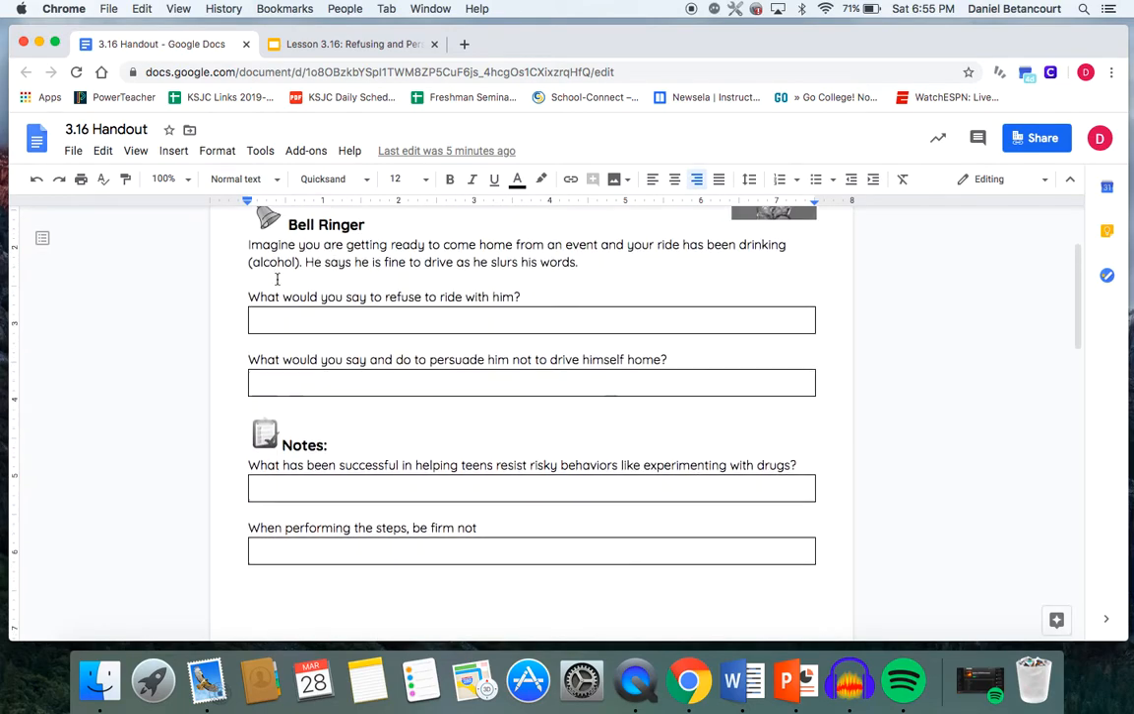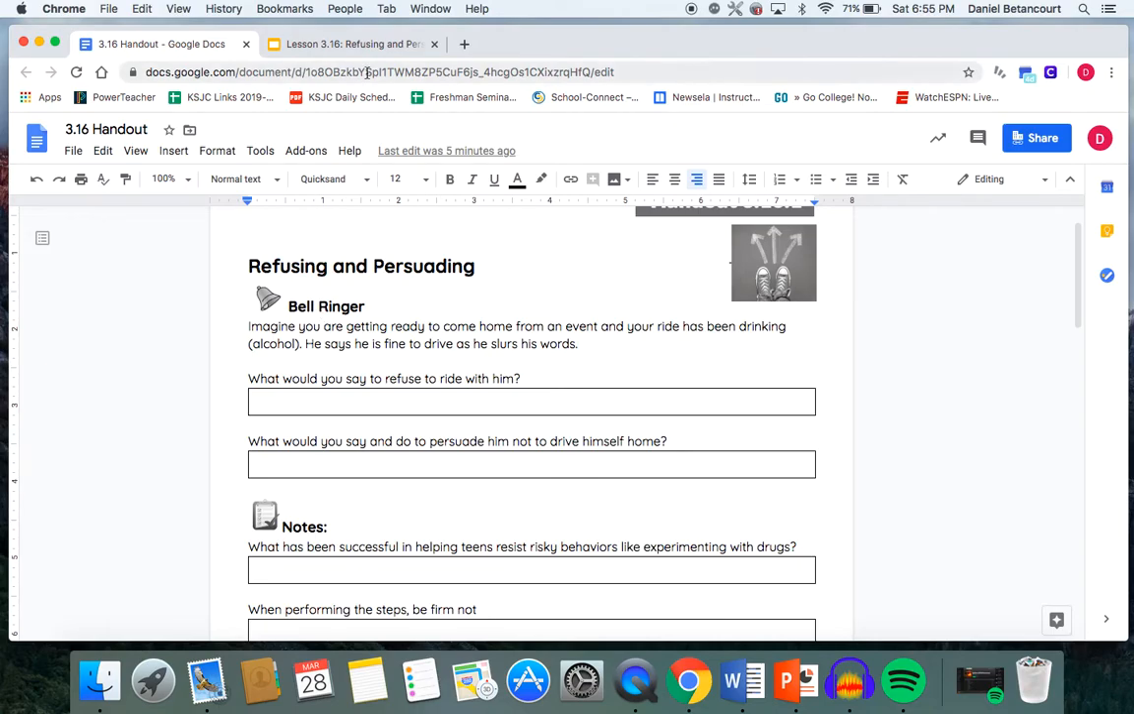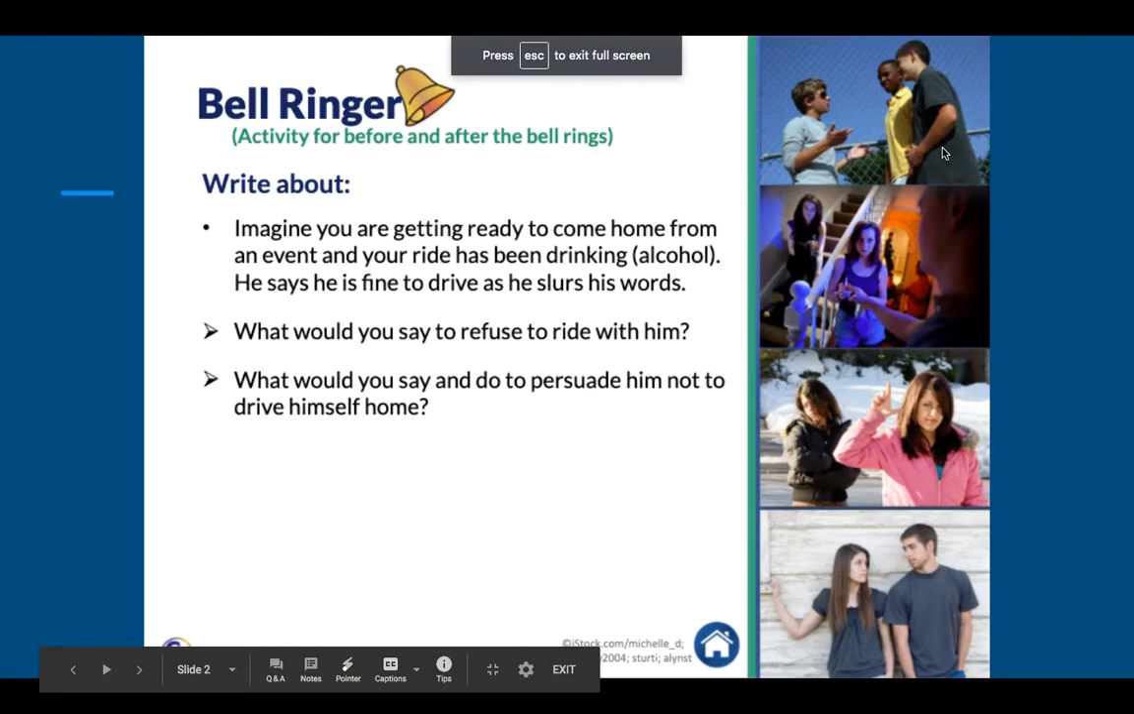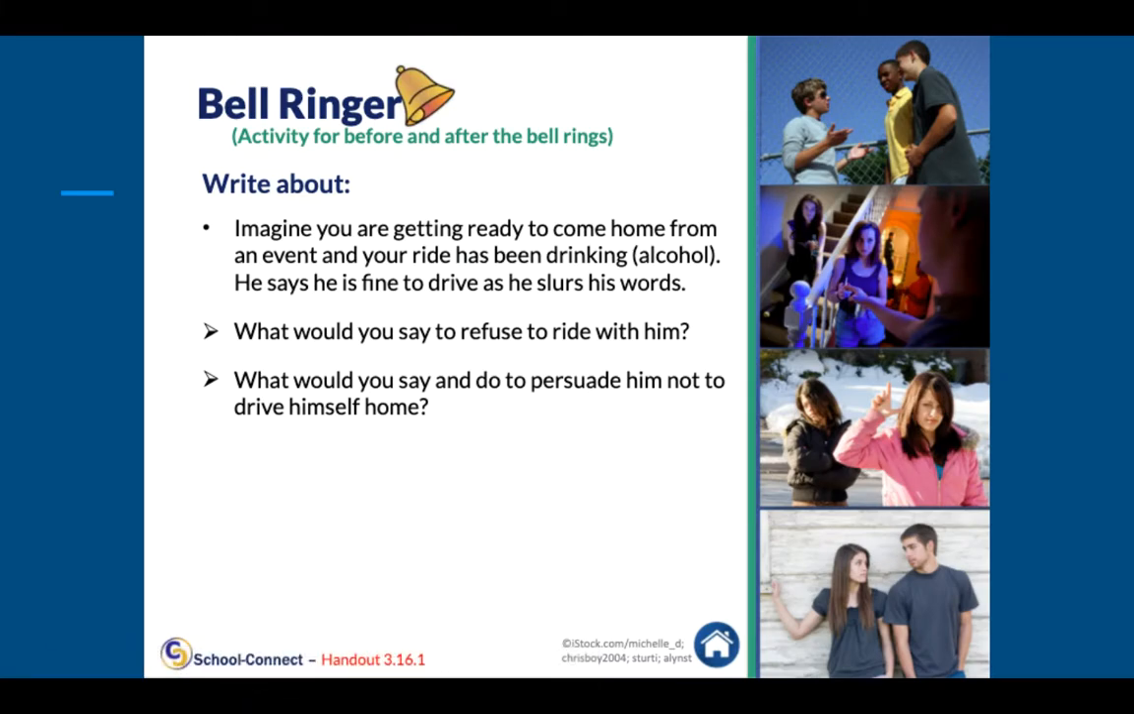So with that being said, as always, your bell ringer for today is very straightforward. Imagine you are getting ready to come home from an event, from a party, and your ride has been drinking. Obviously, we're talking about alcohol in this situation, and he looks like he is pretty drunk. He says he is fine to drive, but he slurs his words, so you would be kind of concerned.